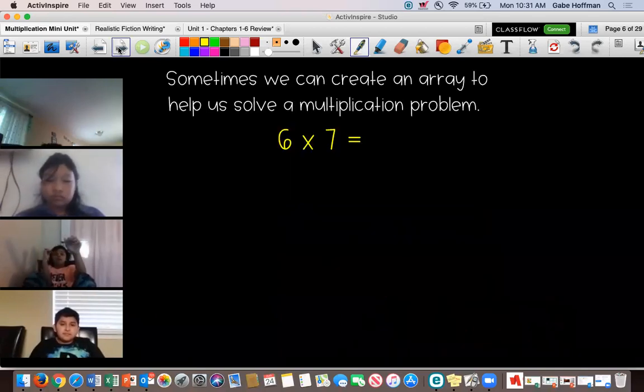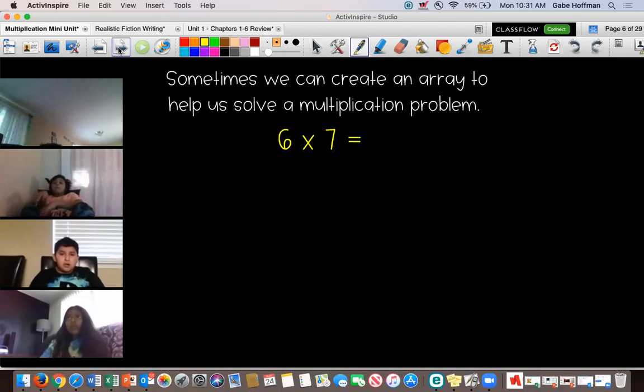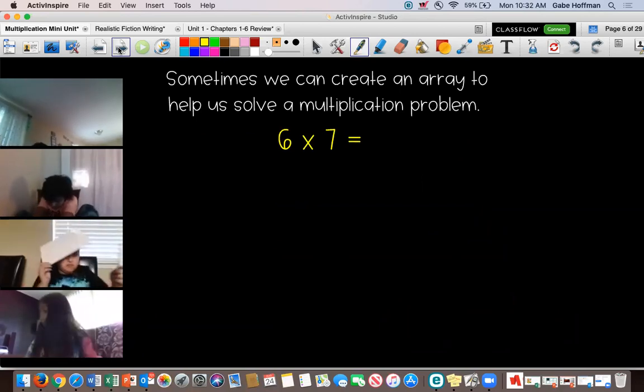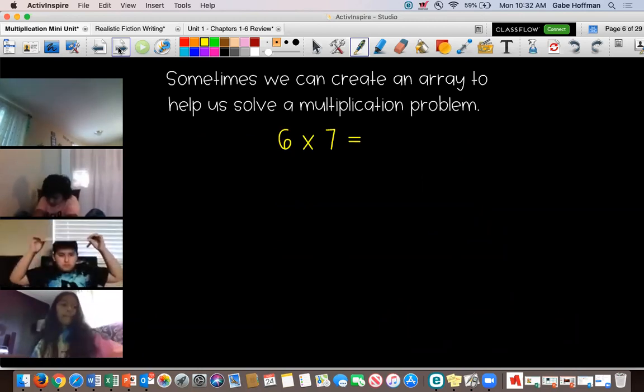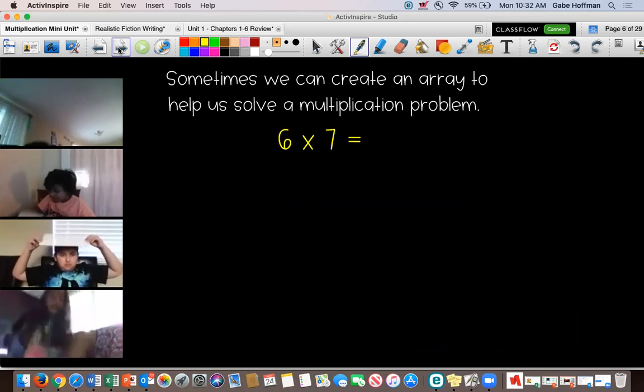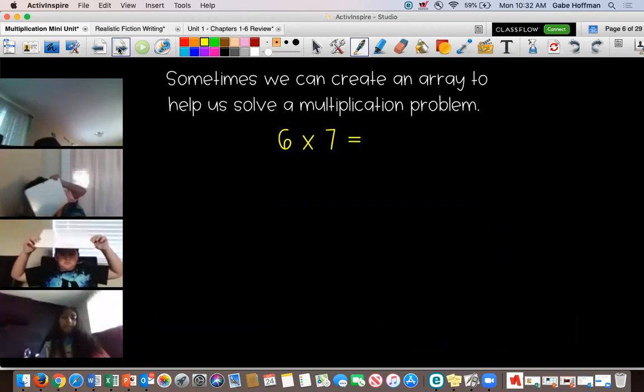So I'm going to have you guys use your whiteboard or a piece of paper and a pencil. And we're going to actually together create an array to show 6 times 7. All right. So we're going to do this together. We're going to kind of walk through it together. So that first number tells us how many rows that there are going to be. So what's the first number in the equation?